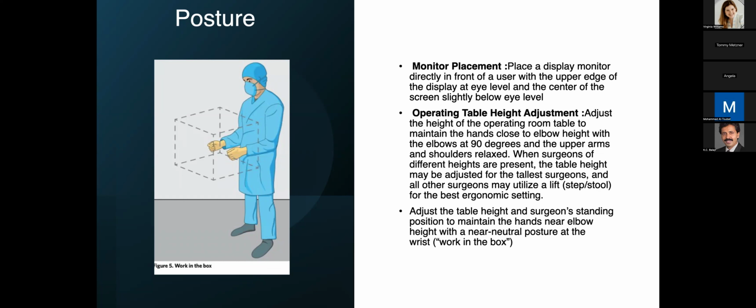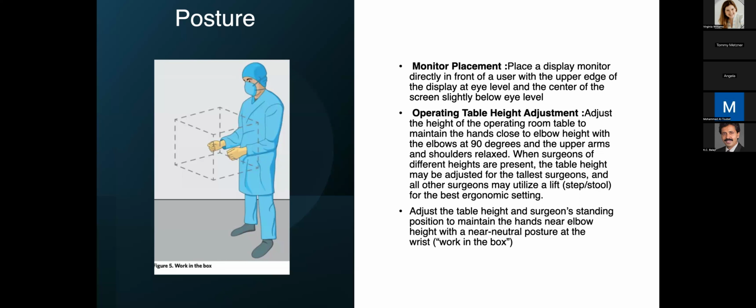When we're in the operating room, especially when you're doing stones or endourology or you're using the cystoscope, make sure that you place the display monitor directly in front of the user with the upper edge of the display at eye level and the center of the screen slightly below eye level. As you said, the operating table height should be adjusted to maintain the hands close to the elbow, with elbows at 90 degrees and upper arms and shoulders relaxed.